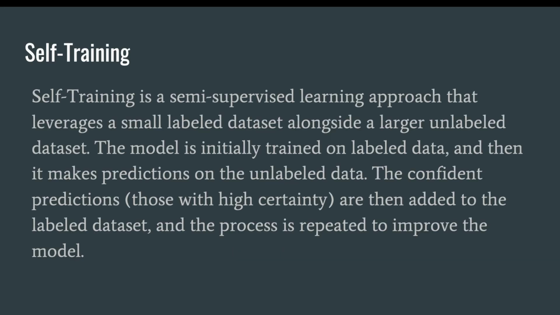Self-training. Self-training is a semi-supervised learning approach that leverages a small labeled dataset alongside a larger unlabeled dataset. The model is initially trained on labeled data and then it makes predictions on the unlabeled data. The confident predictions, those with high certainty, are then added to the labeled dataset and the process is repeated to improve the model. Let's go ahead and build this code in Python to see how this can be done.